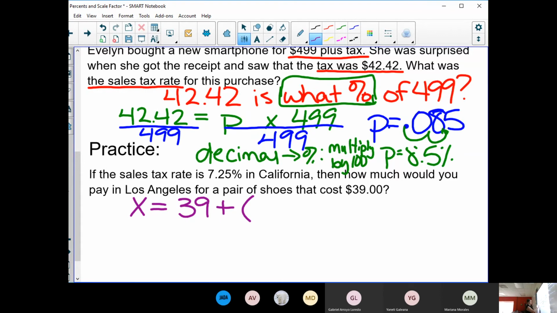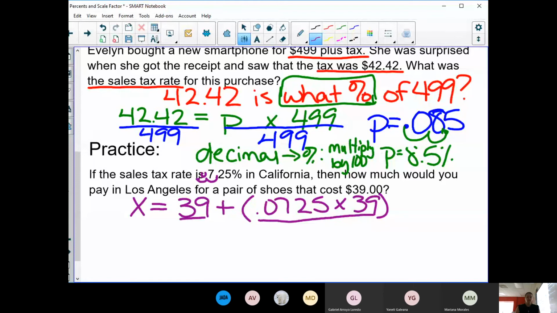So 7.25 as a percent, we move it 2 places, put a 0 in the blank spot, so 0.0725 times 39, okay? Because we know we're paying this much, we need to figure out what this is in order to solve, okay? So this right here is our percent equation, all right?